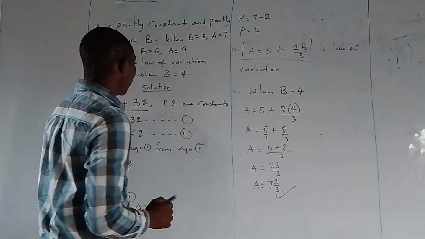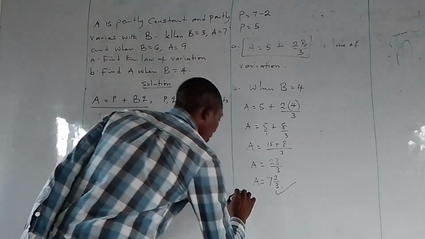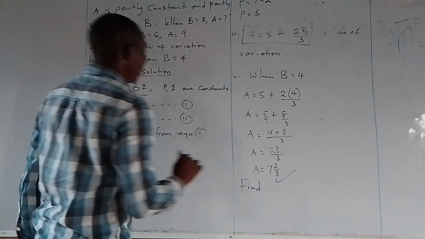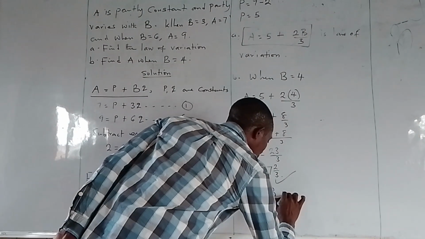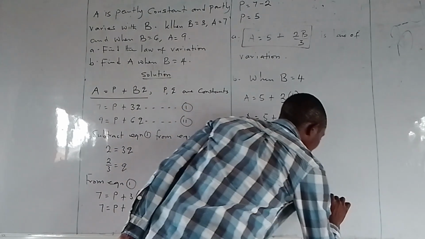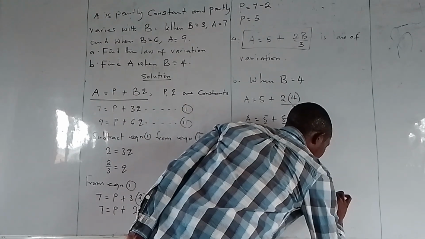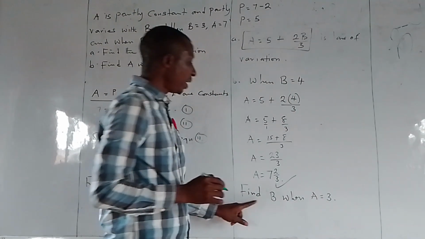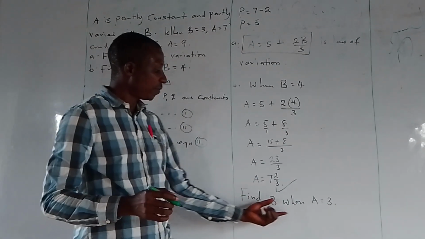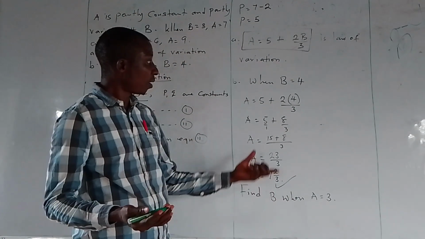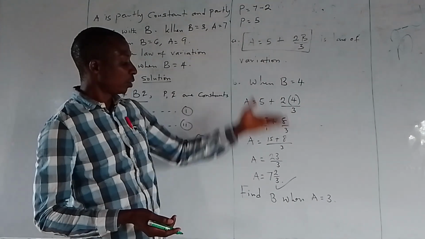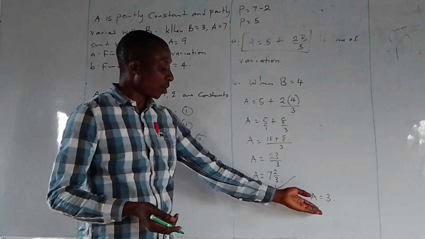Now, I want you to try this for me. Find B when A is 3. It's very easy. All you need to do is go to your connecting formula, your law of variation, substitute, and you get the answer.